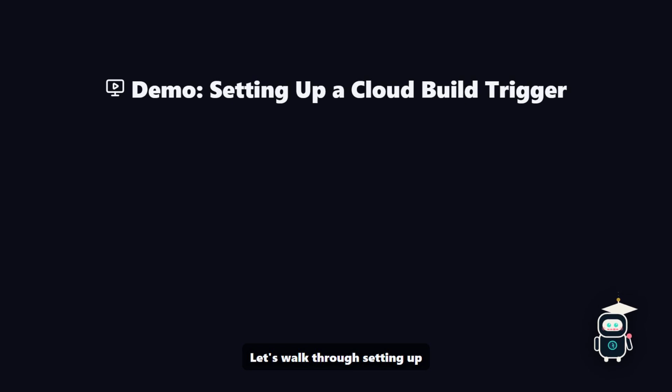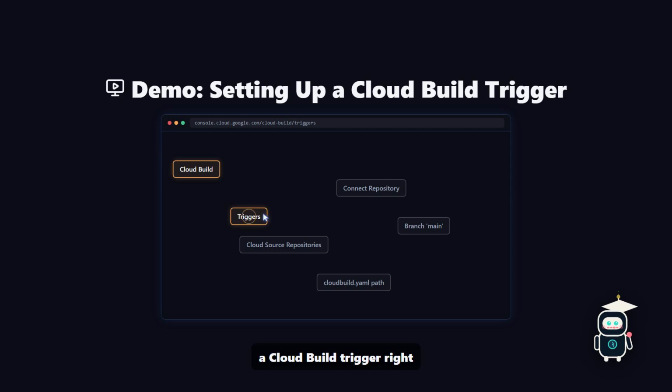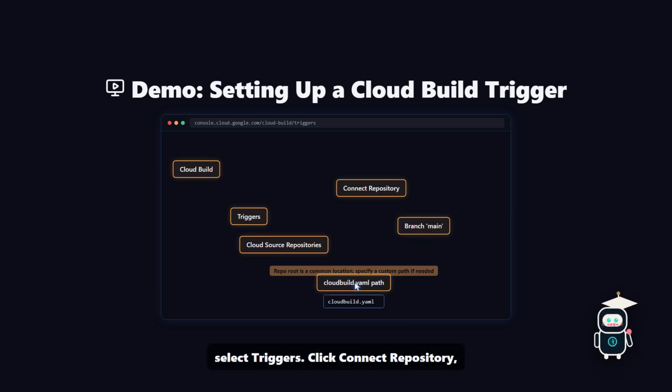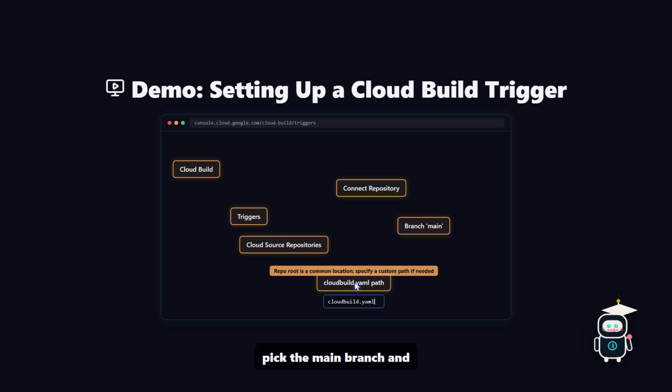Let's walk through setting up a Cloud Build trigger right in the GCP console. First, navigate to Cloud Build and select Triggers. Click Connect Repository, then choose Cloud Source Repositories as your source. After authenticating, pick the main branch and point to your cloudbuild.yaml file. The repo root is a common place for it, though you can specify any path. Hit Create and you're done. In under 5 minutes, any push to main will kick off an automated build.